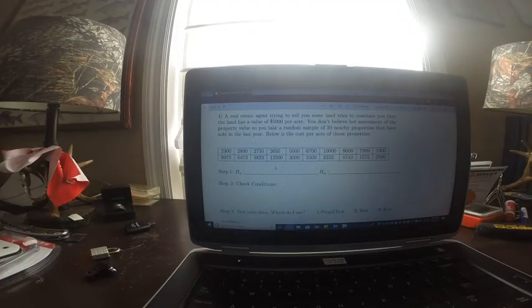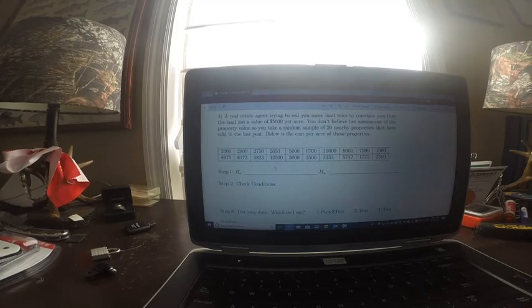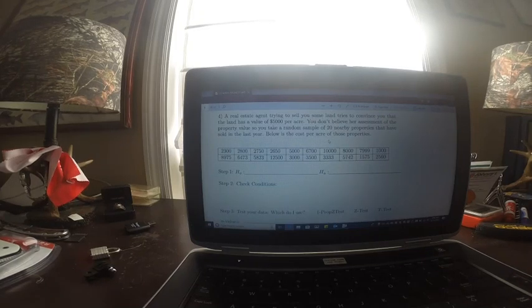Question number 4. A real estate agent trying to sell you some land tries to convince you that the land has a value of $5,000 per acre. You don't believe her assessment of the property value, so you take a random sample of 20 nearby properties that have been sold in the last year. Below is the cost per acre of those properties. So basically what we have on this one is an entire list here of different property values. Okay, so instead of inputting statistics, we're actually going to have to input the data.